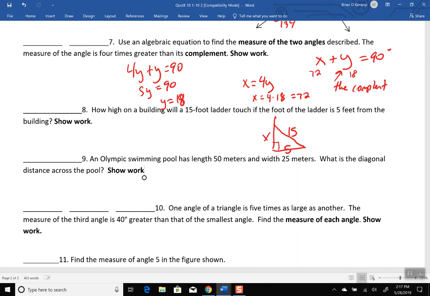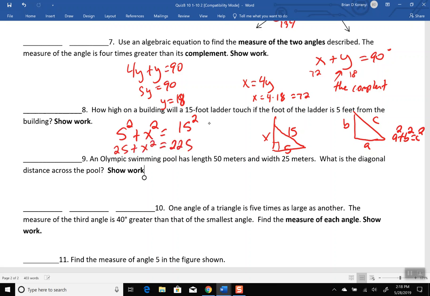Since this is going to be a right angle, you can use your Pythagorean theorem. The Pythagorean theorem says that if you have two legs, we'll call them A, B, and C, the two legs squared is going to equal the longest side, the hypotenuse squared. So 5 squared plus x squared is going to equal 15 squared. So this is going to be 25 plus x squared equals 225. Subtract 25 from both sides, you get x squared equals 200.